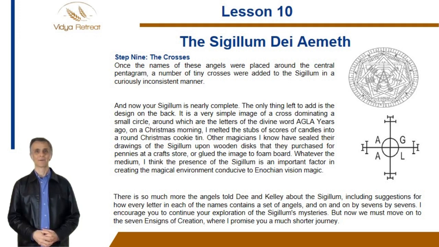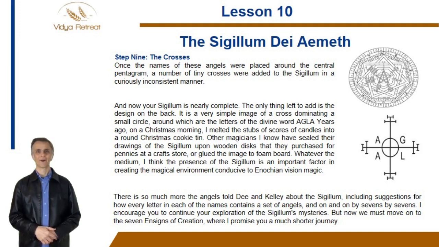It is a very simple image of a cross dominating a small circle, around which are the letters of the divine word Agla. Years ago, on a Christmas morning, I melted the stubs of scores of candles into a round Christmas cookie tin. Other magicians I know have sealed their drawings of the sigillum upon wooden discs that they purchased for pennies at a craft store, or glued the image to foam board.